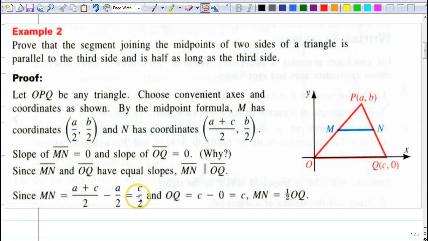As you can see, the other is c over 2. The distance of OQ is c, right? That's what we get. Any question? So really, to find the horizontal distance is the difference of the x's. We take the absolute value of it, right? You guys remember that? All right, any question? Do you see what to do for your homework tonight?